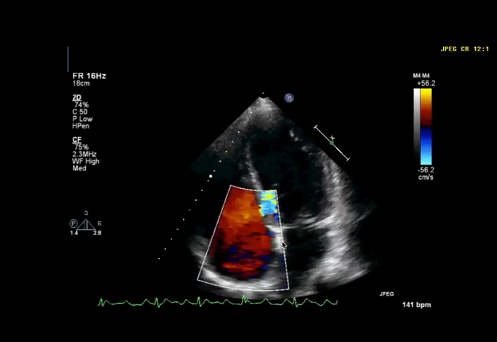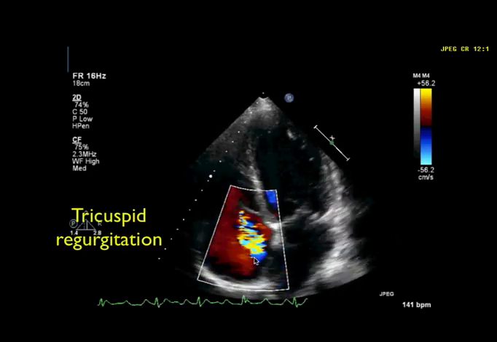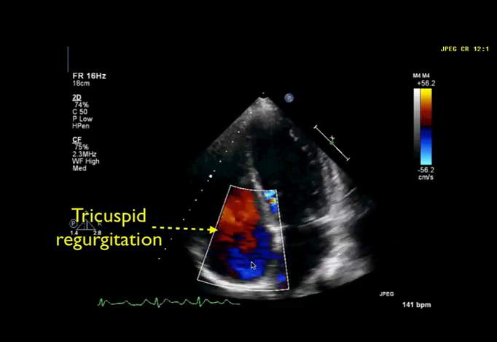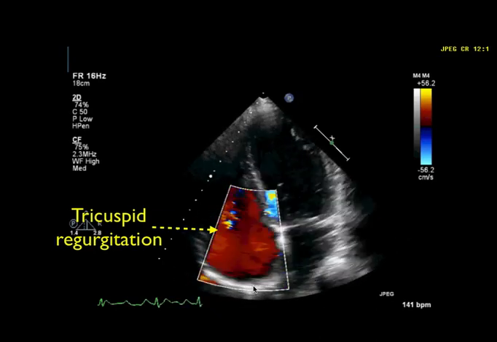And unfortunately, the same patient also has tricuspid regurgitation. We see this blue away jet happening a lot during systole down here as well.